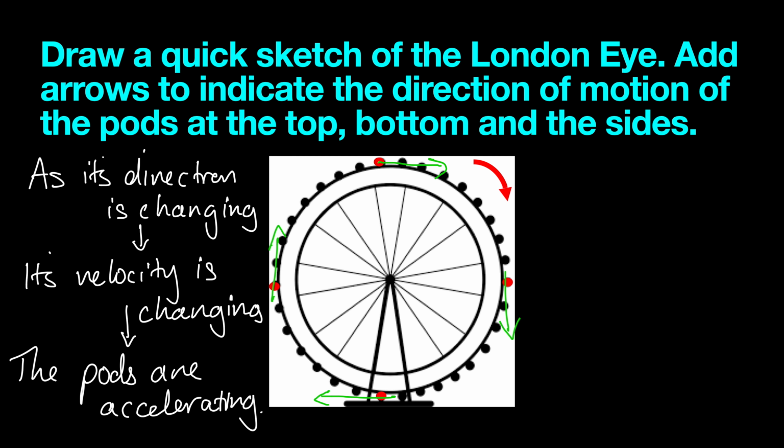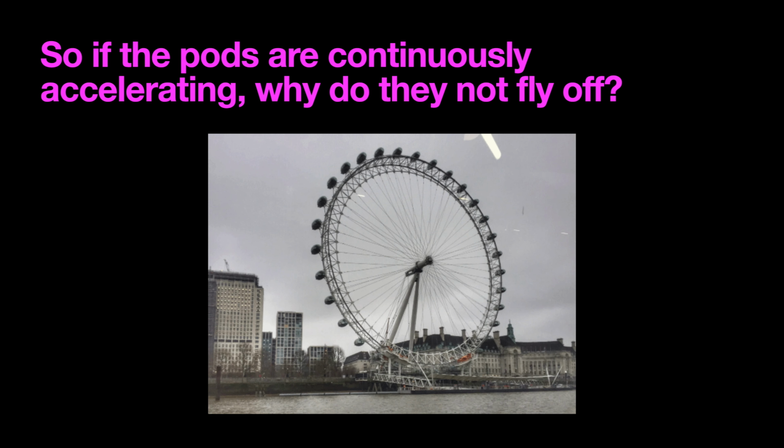So just to recap, even if the pods are moving at a constant speed, they may be moving at 5 meters per second at a constant speed, the velocity of the pods is constantly changing because they are constantly changing direction. So the pods are actually accelerating. So if these pods are actually accelerating, why do they not just fly off?